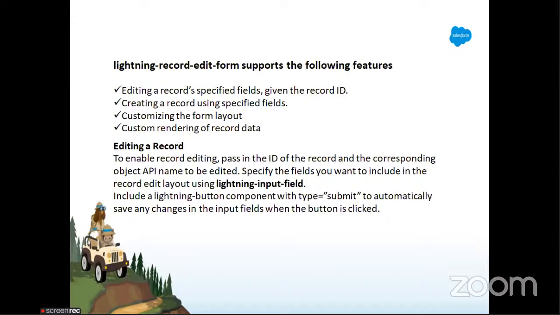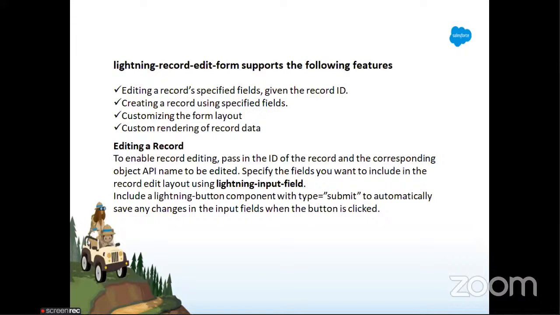Create a record using a specified field. That means when you want to create a new record, in that particular case, you can provide the value only for those fields that are a part of that particular component, right? Customize the form layout. That means we have the flexibility to arrange the fields according to the UI that we want. And you can also customize rendering of a record data, right?